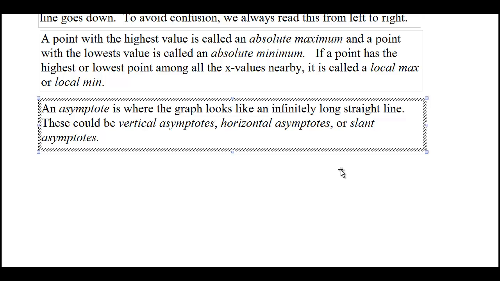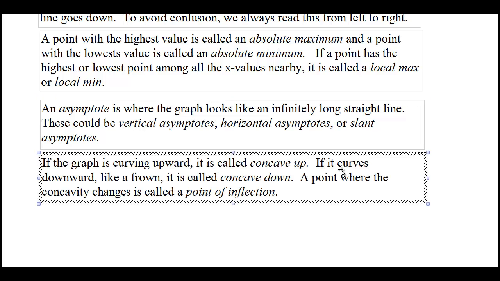If it's an infinitely long vertical line, it goes shooting off to infinity, it's a vertical asymptote. If it levels out as you go way off to the right or to the left of the graph, it's a horizontal asymptote. And if it goes off at an angle and appears to be approaching a diagonal line, that's a slant asymptote.